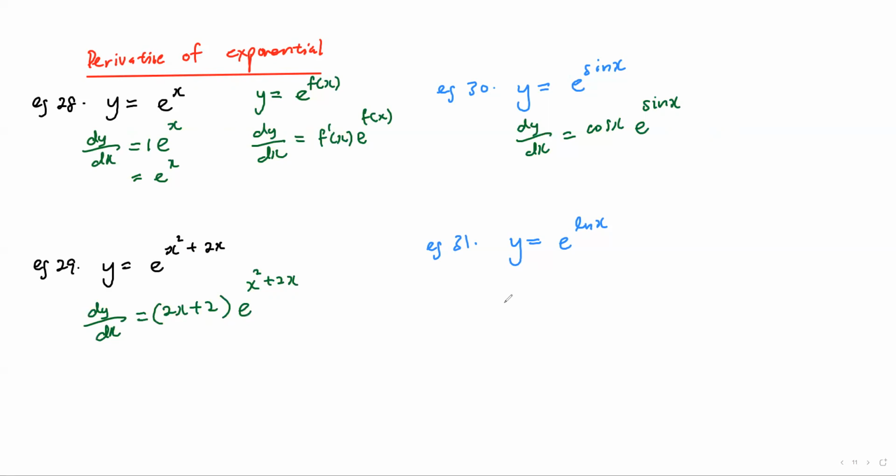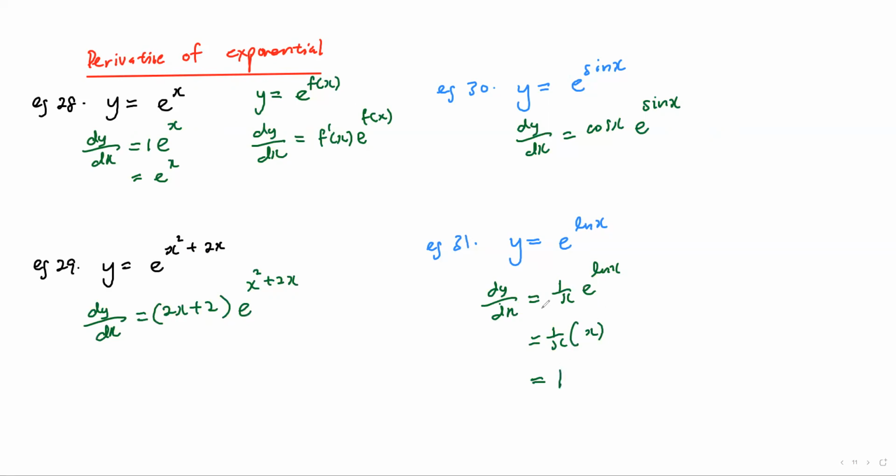Okay, so let's look at example 31. Of course I can apply the same rule here. So dy/dx will be equal to the derivative of ln x, which is 1 over x, times e to the power of ln x. And this is actually equal to 1 over x times x, and that is equal to 1.